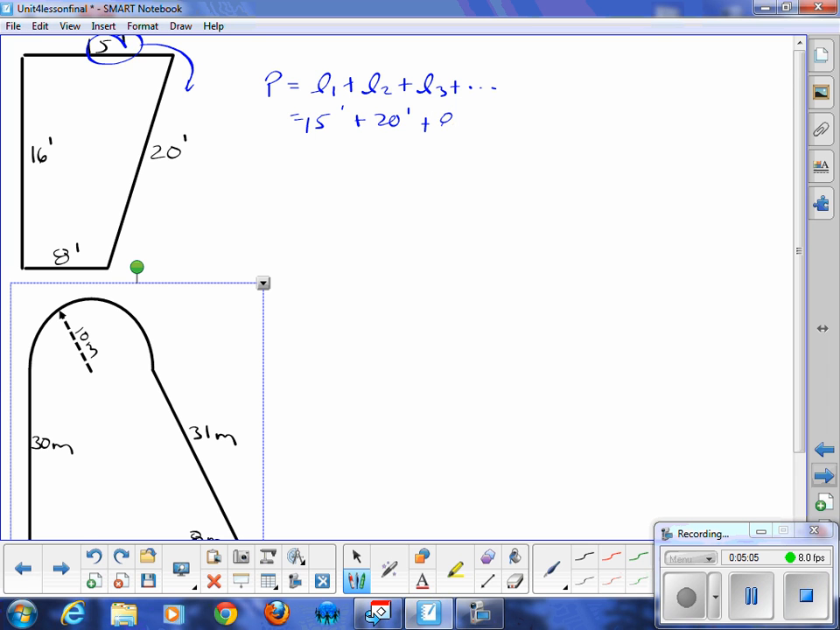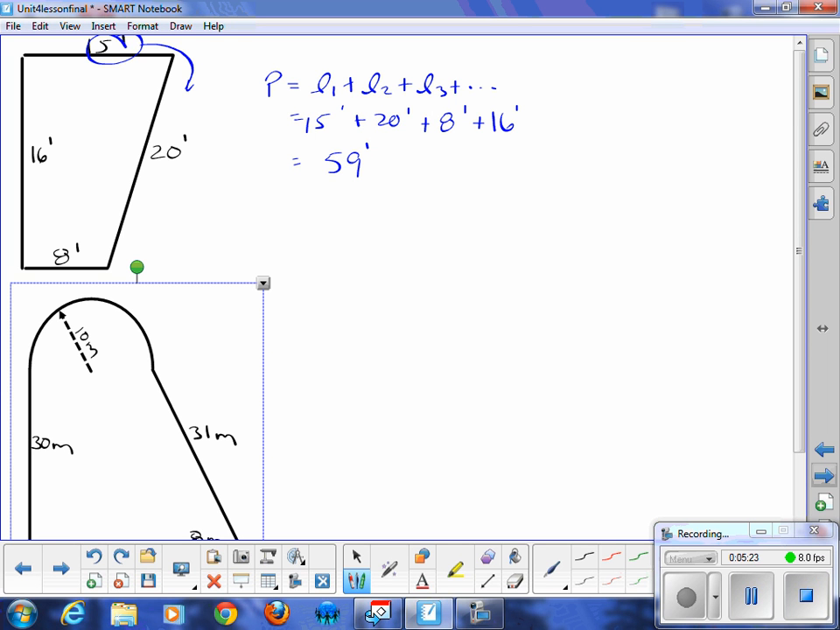I know the bottom's 8, and I know the side's 16. So I'm going to go through and make that calculation. Using your calculators, 15 and 20, 8 and 16, grand total of 59 feet around that one.